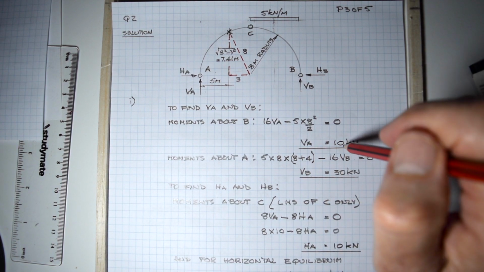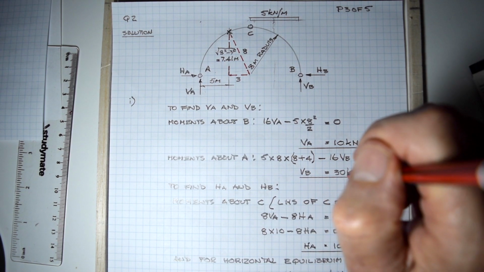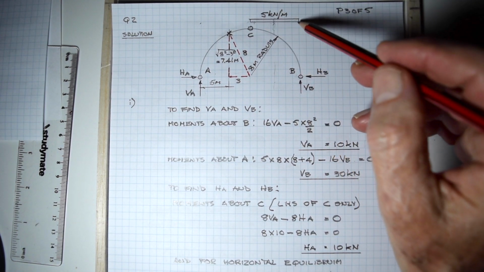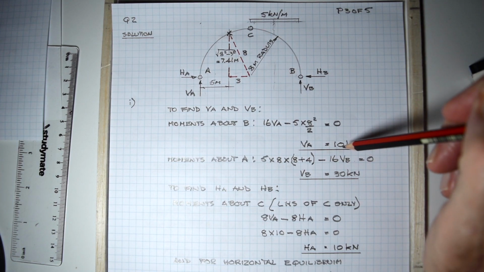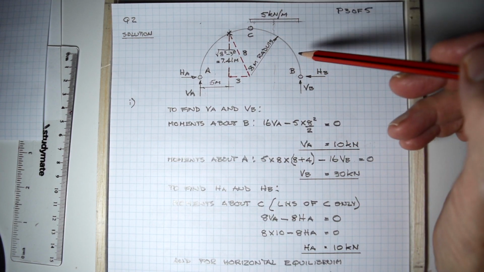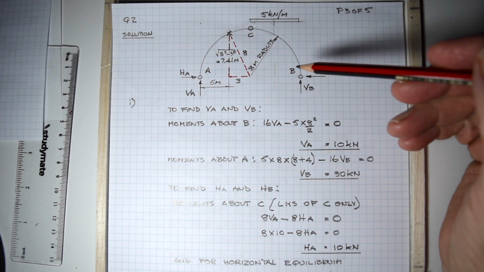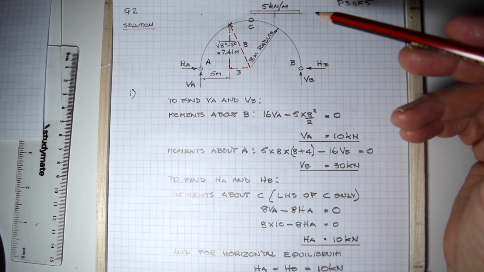Checking for vertical equilibrium, 10 plus 30 is 40. 5 times 8 is 40. So your total load going down is 40, and your two reactions total 40 as well. So it's in vertical equilibrium.